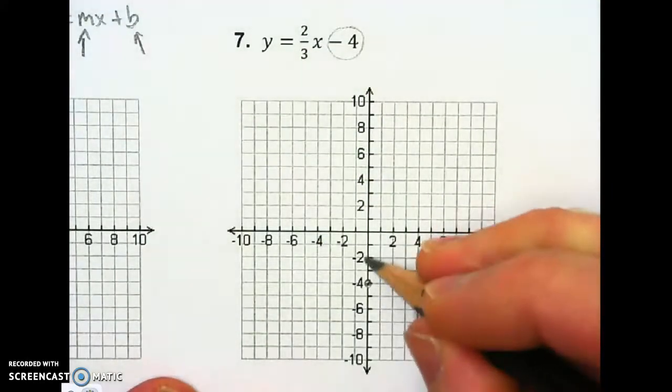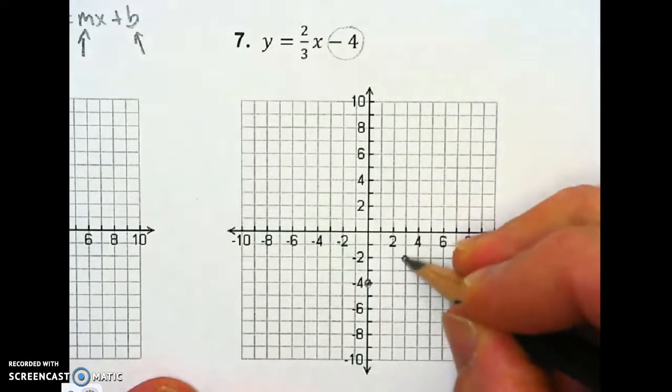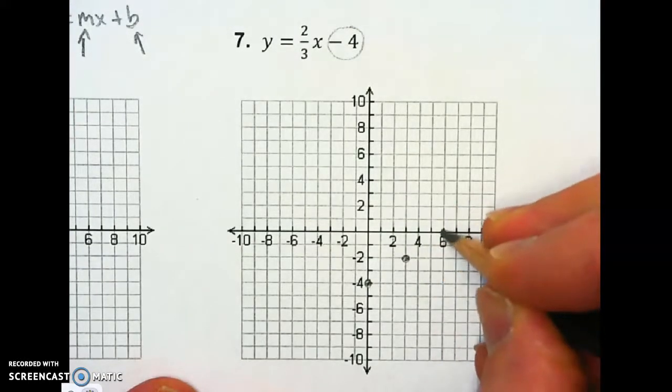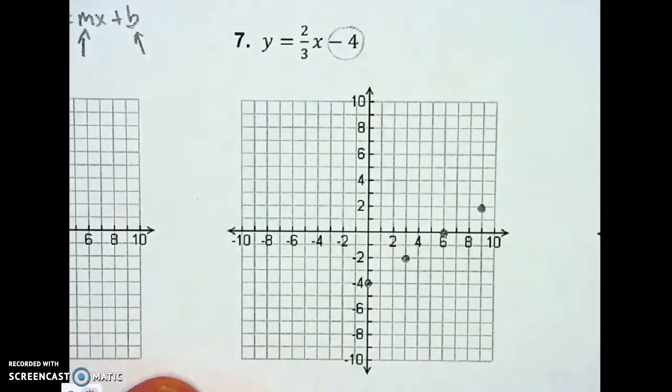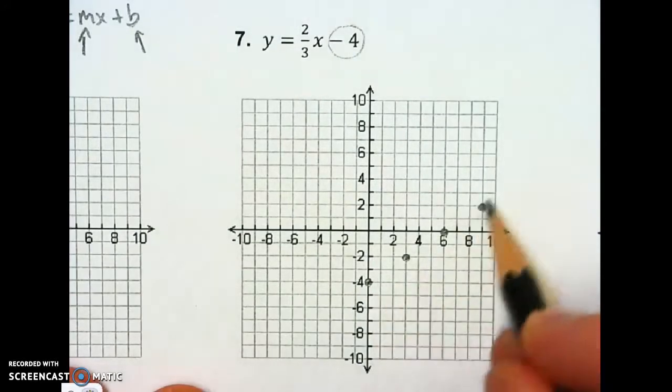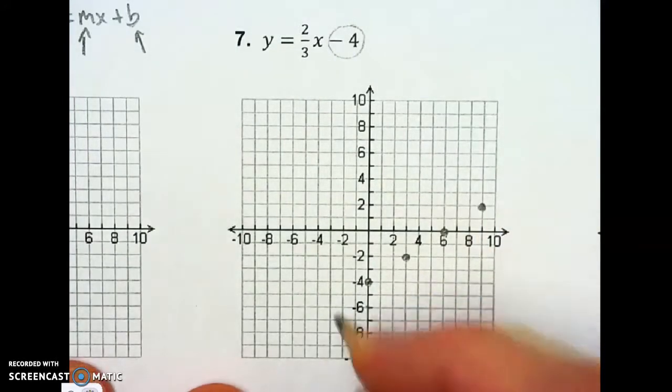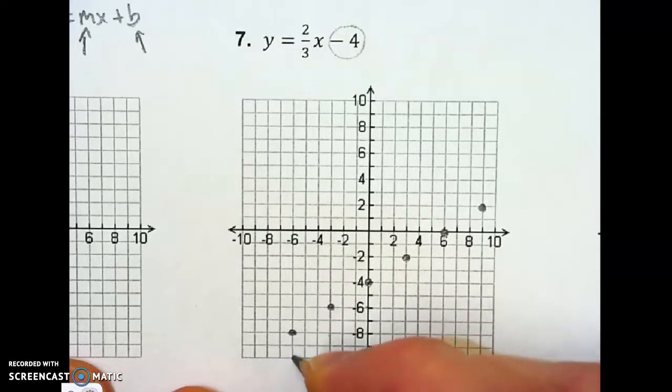So I'm going to go up 2 and over 3. Up 2 and over 3. I'm going to go back down the other way. I've gone as far as I can go. So down 2 and left 3. Down 2 and left 3. And then draw my line.